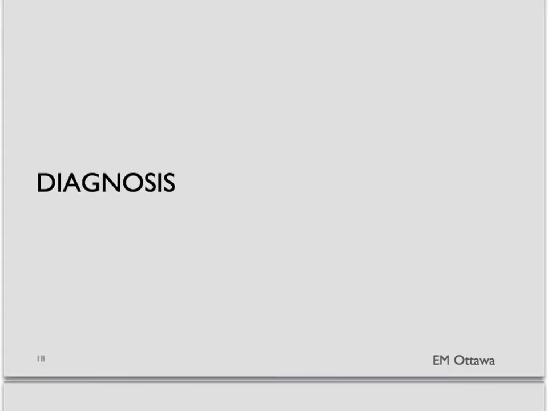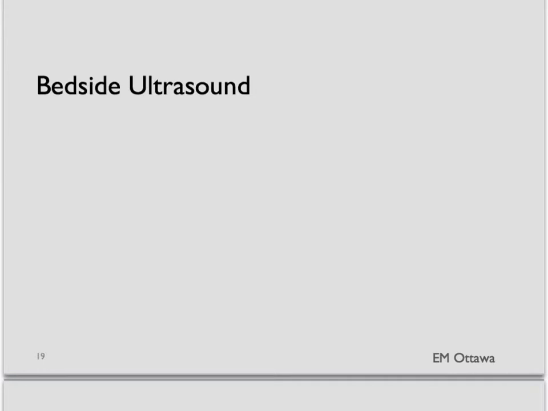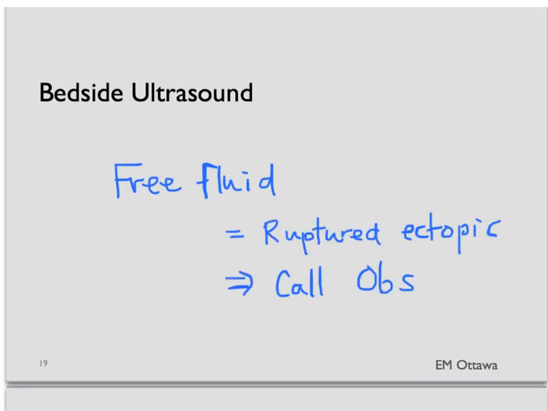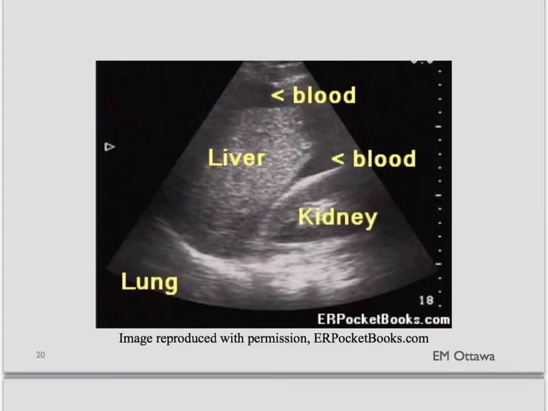What about diagnosis? We first use a bedside ultrasound to help us. On the bedside ultrasound, the first thing we look for is free fluid in the abdomen. If there's free fluid in the abdomen, that means the ectopic pregnancy has ruptured, and we're now seeing the blood that's freely flowing in the abdomen. We need to call the specialist right away. In this ultrasound image, you can see the free fluid in Morrison's pouch between the liver and the kidney.